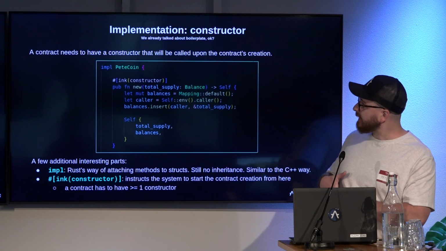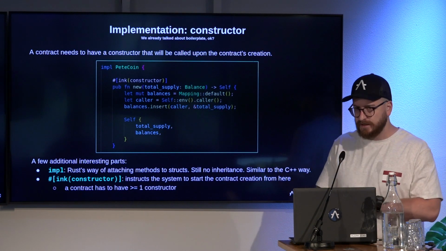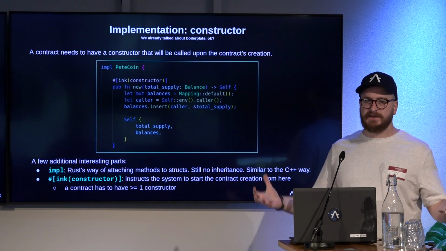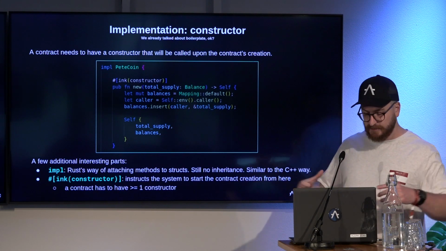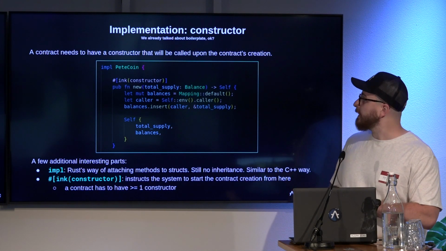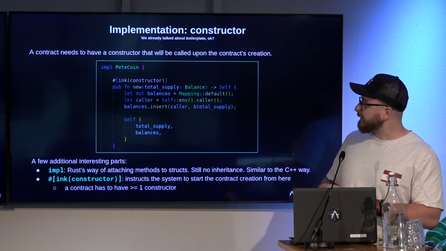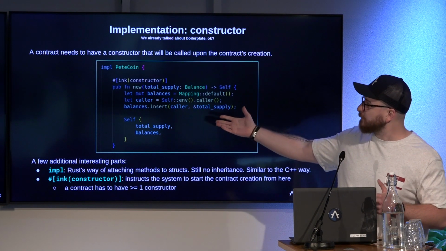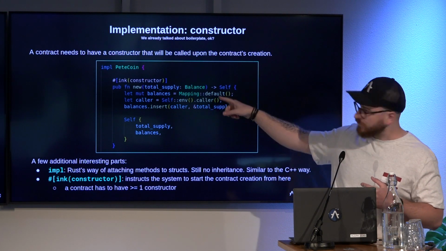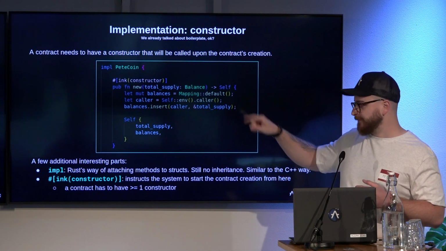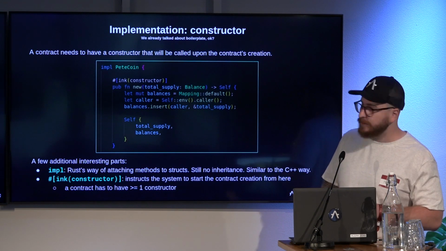Each contract, again, as enforced by the ink constructor macro, needs to have at least one constructor. And this is basically the entry point. This is what gets called when you're creating the contract as an owner, so we're instantiating it for the first time. It takes some arguments, obviously, and it creates the instance of itself here, but I could as well write Pitcoin instead of Self, because it's the same thing. It's just a bit more generic when you use Self, but don't worry about that for now.